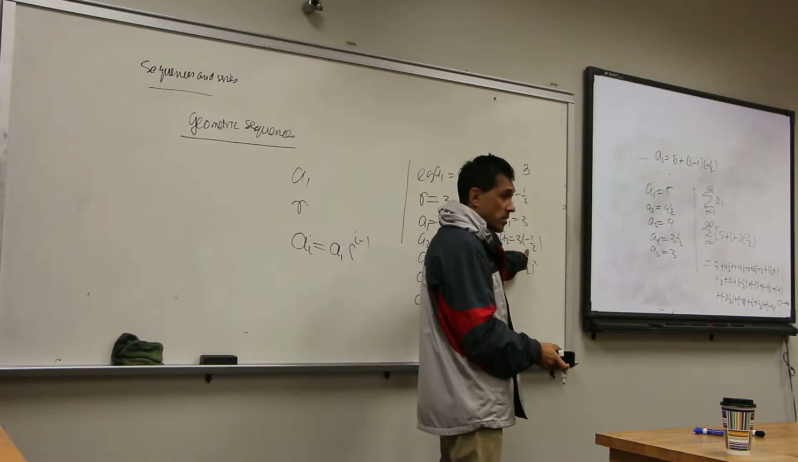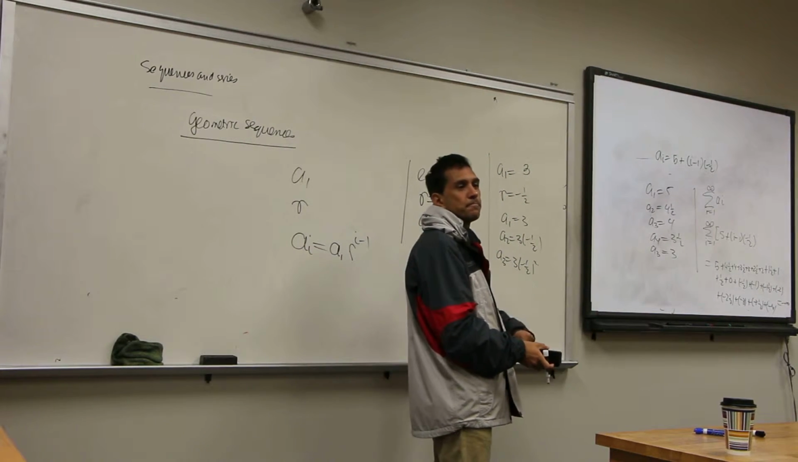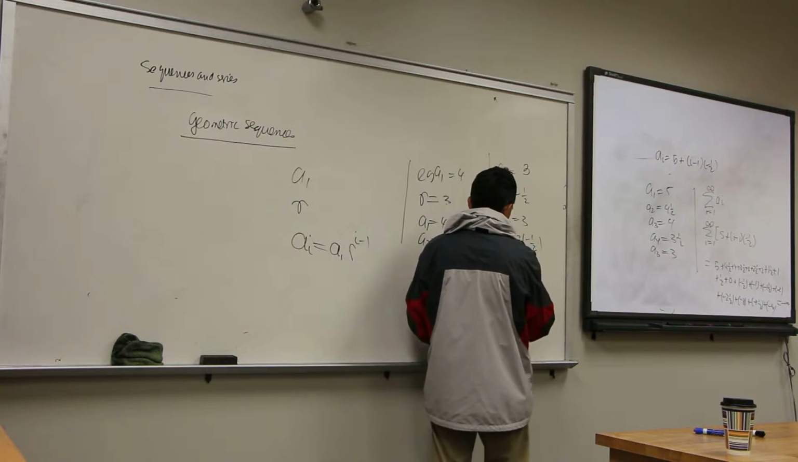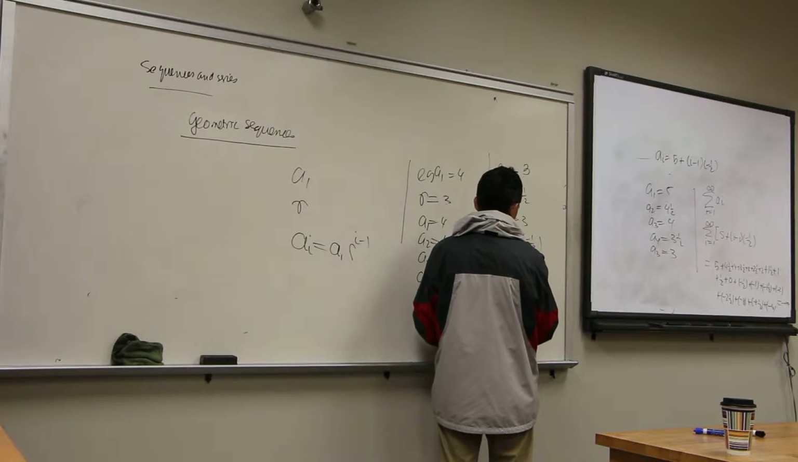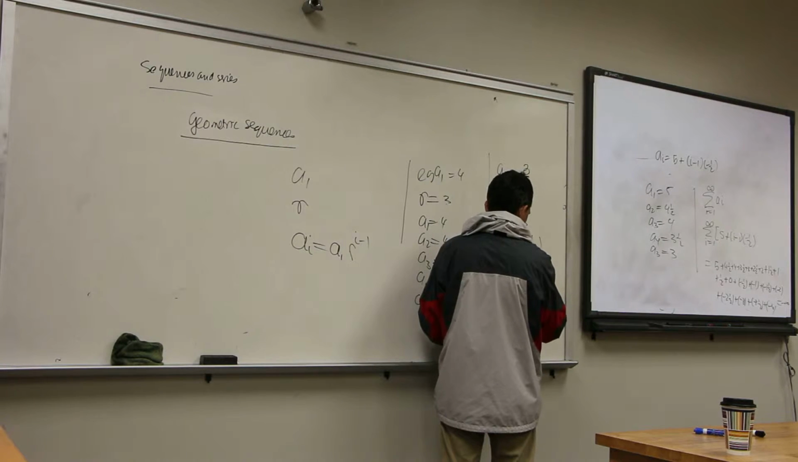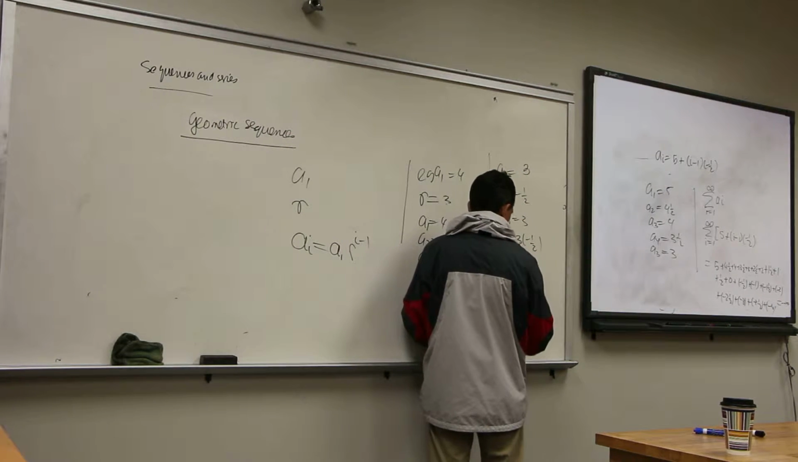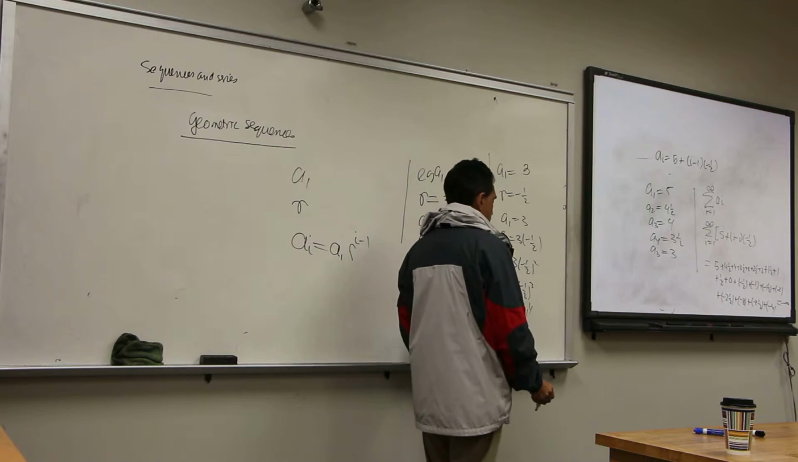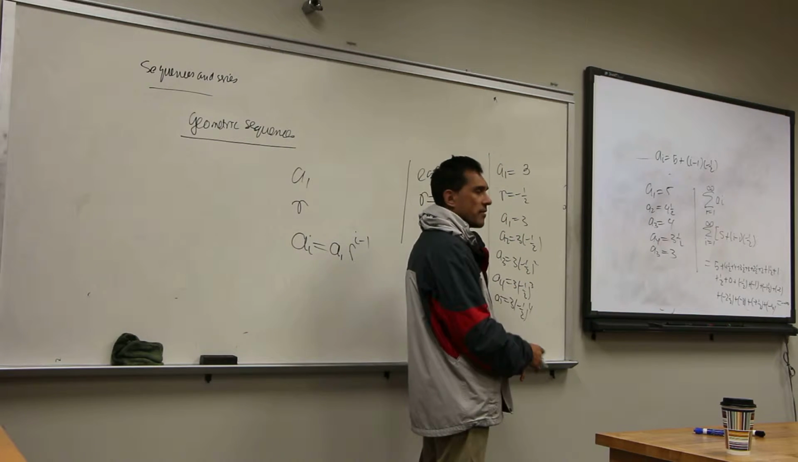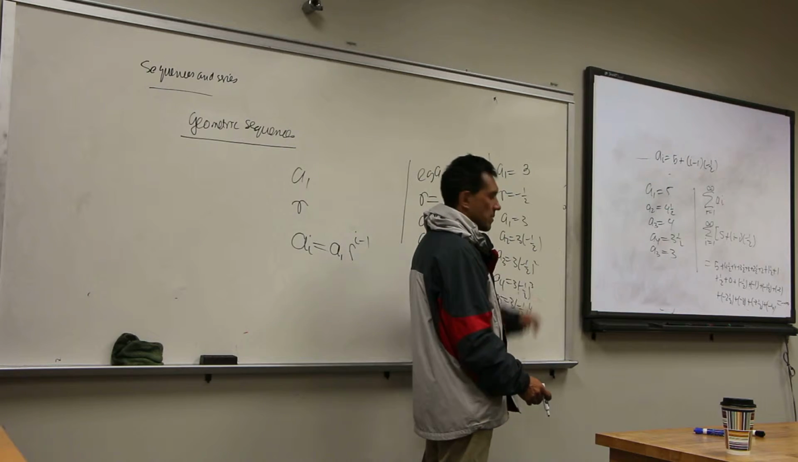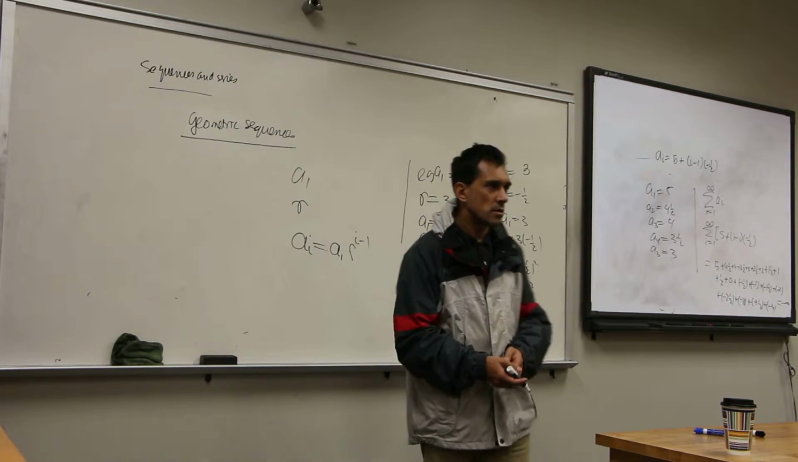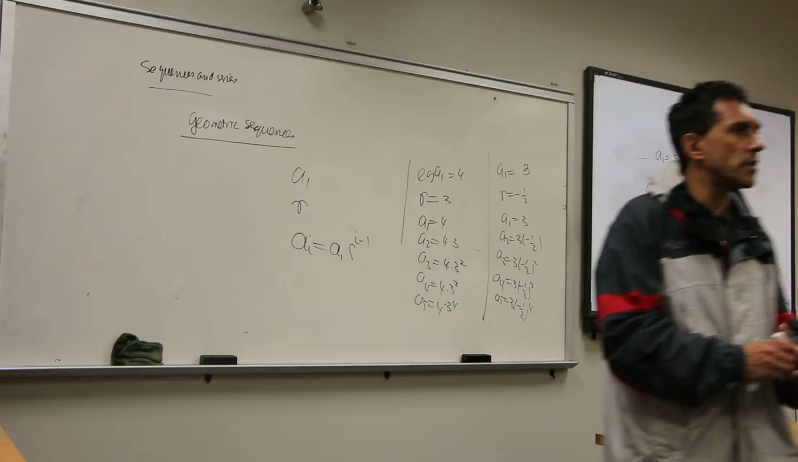Or negative a half times that. And A4 is what? Negative a half times that. And A5 is negative a half times that. So if you take this and divide it by this, you get negative a half. And if you take this and divide it by this, you get negative a half. That is called the common ratio, which is negative a half.